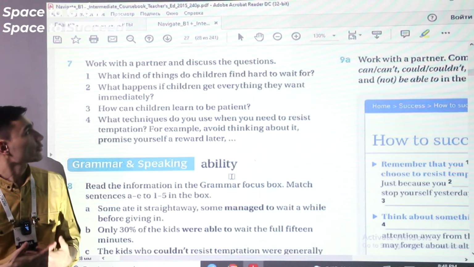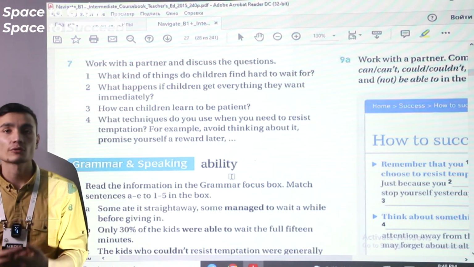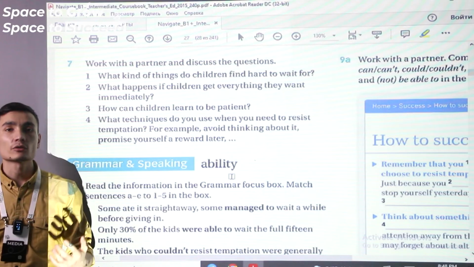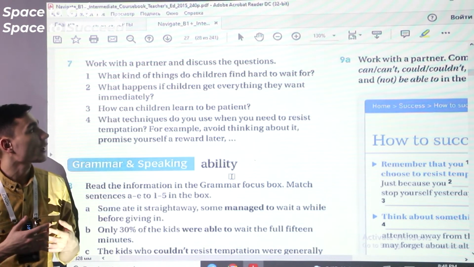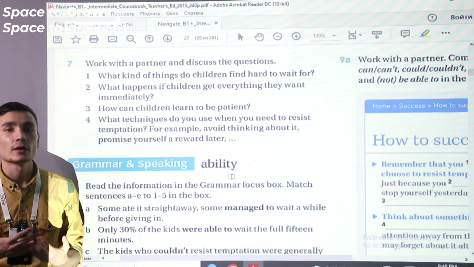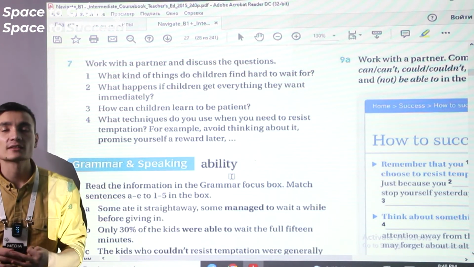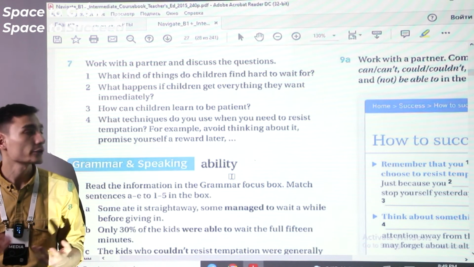Exercise 7. Work with a partner and discuss the questions. Pause the video and try to answer these questions in a written form. Now let's look at the possible answers. 1. What kind of things do children find hard to wait for? Well, most of them, these are toys, this may be sweet, this may be anything that gives pleasure to children. It can be anything ranging from toys, as we said, sweets, and clothes, maybe buying new things.